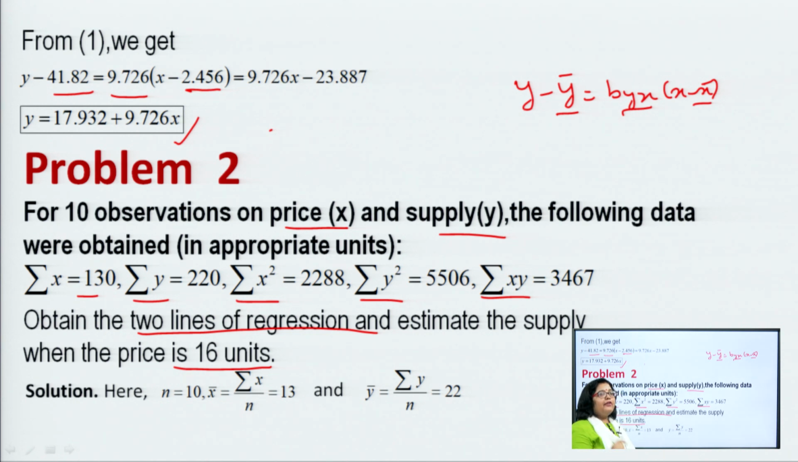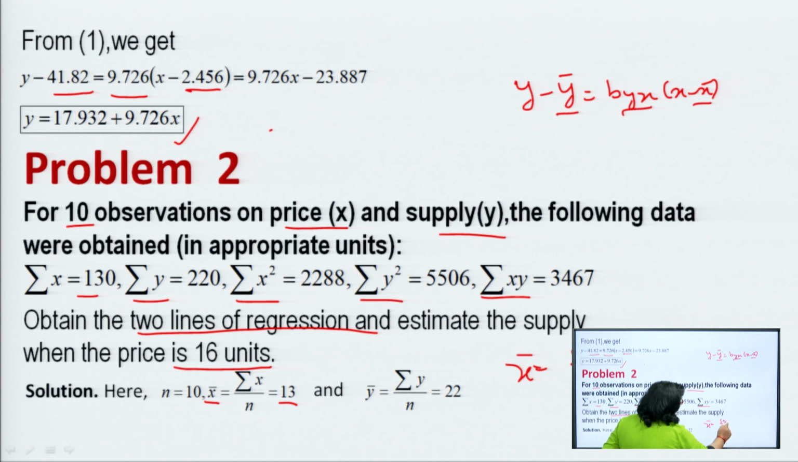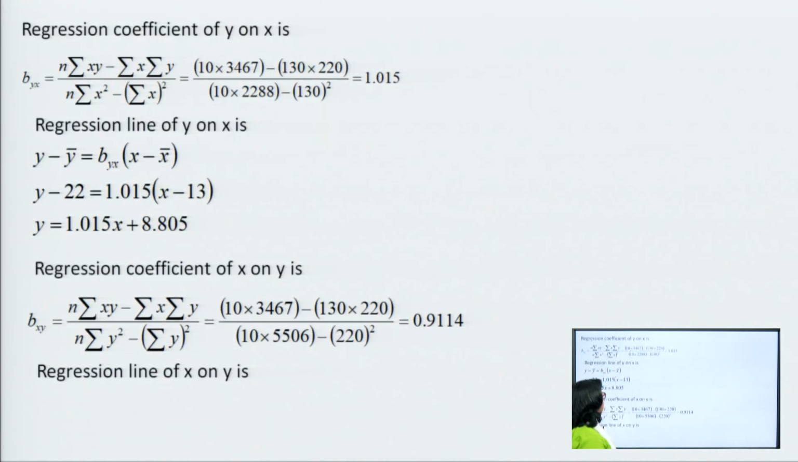We use the line of regression y on x. So, firstly we find the line of regression. For this, n is 10. x bar is summation x by n, summation x is given as 130 and n is 10, so x bar is 13. In a similar way, we find y bar, equal to summation y upon n, which is 22. After this, we find the regression coefficient of y on x, that is byx.